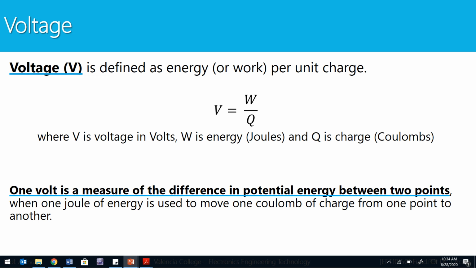So whenever we discuss the idea of voltage, at its core, that's its definition: work per unit charge, or energy per unit of charge. 1 volt is a measure of the difference in potential energy between 2 points, where 1 joule of energy is used to move 1 coulomb of charge from one point to another. That's our official definition of what a volt is.